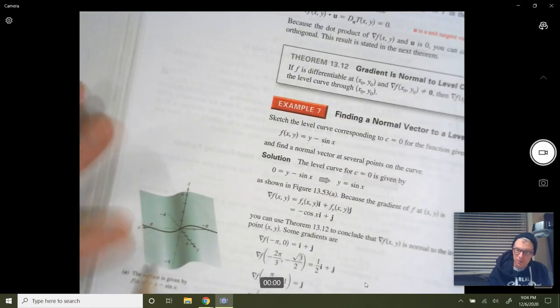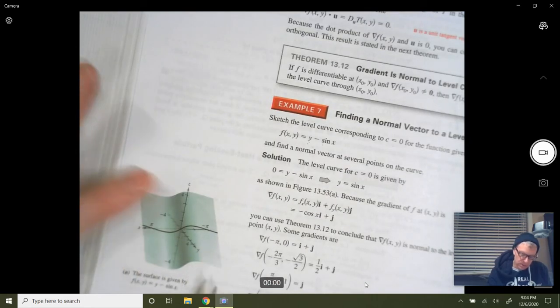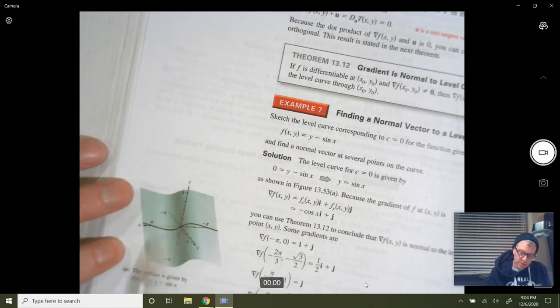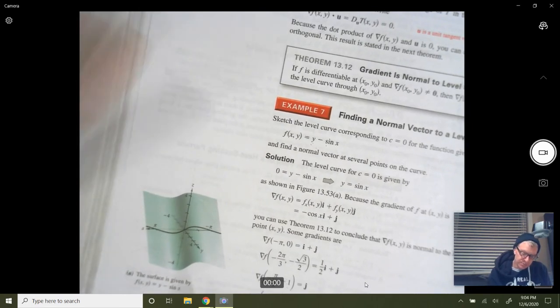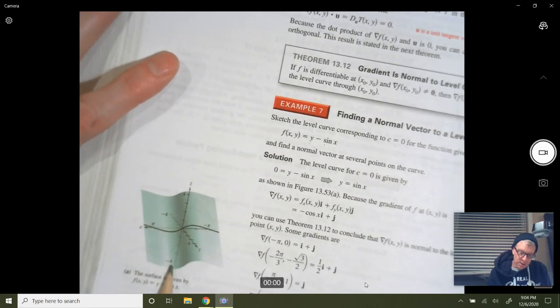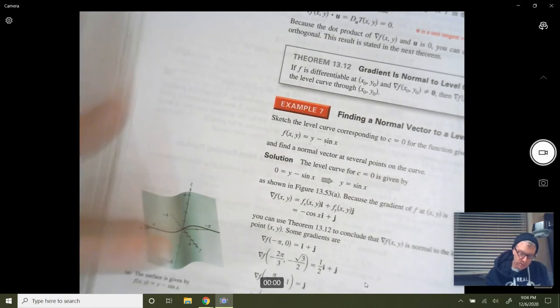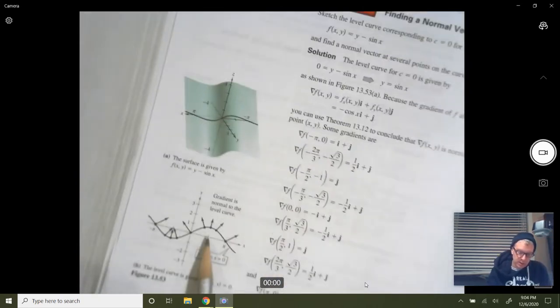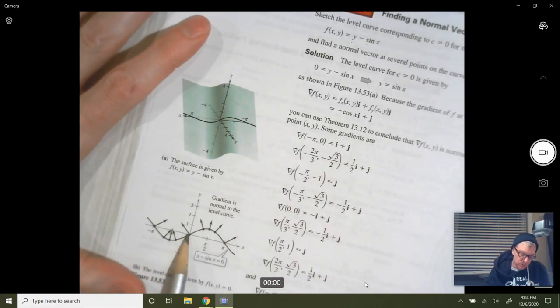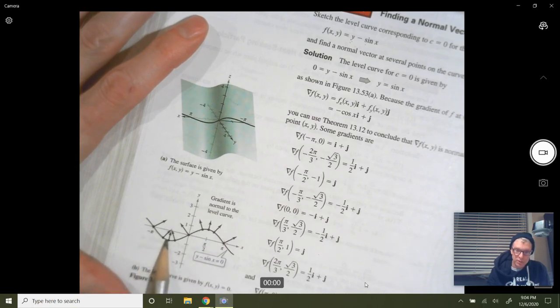Now notice what they did. This is y equals sine x. It's a cylinder. Okay, it's kind of weird how they drew that here, but you're drawing a cylinder. And you know that the gradient at any given point on this surface is going to be perpendicular. So they found a whole bunch of gradients at different points on here, and it's kind of neat they did that. So you can see for each of these, if you drew them to the curve, each of these vectors is going to be perpendicular to your curve or your surface at that point.